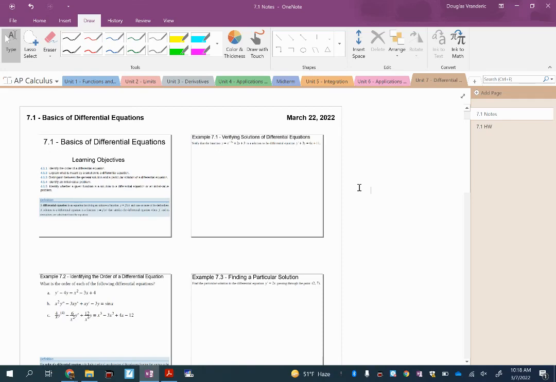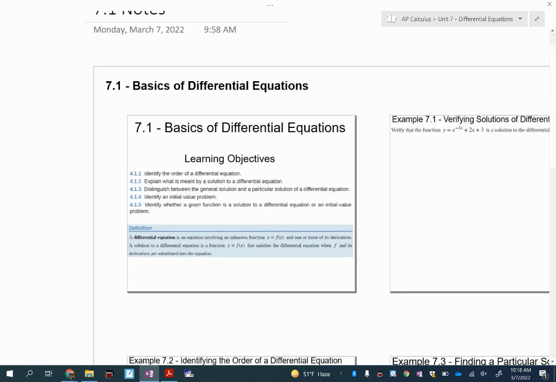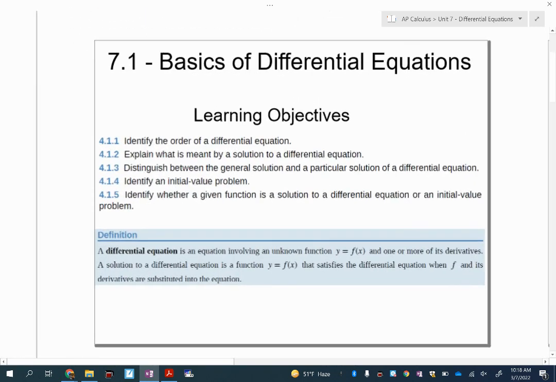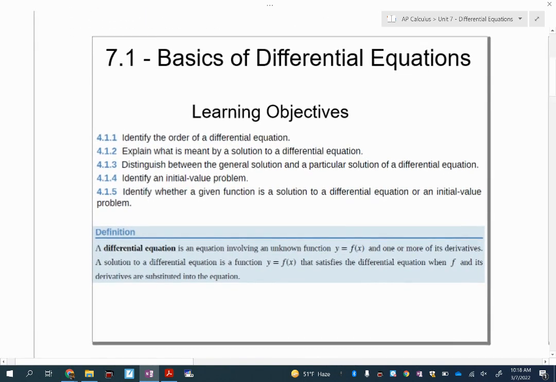First video for this unit on differential equations. Again, you can read some of the text that I go through in this lesson because I'm just going to be focusing on the applications and doing the problems here.